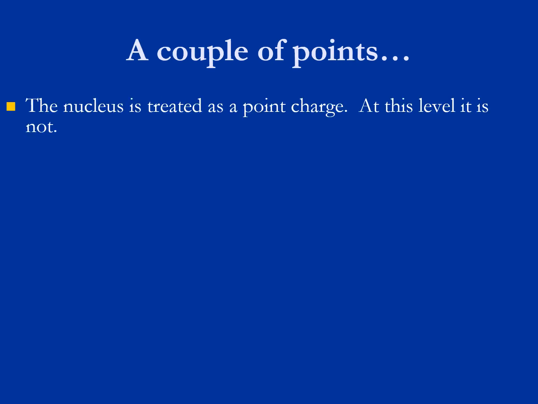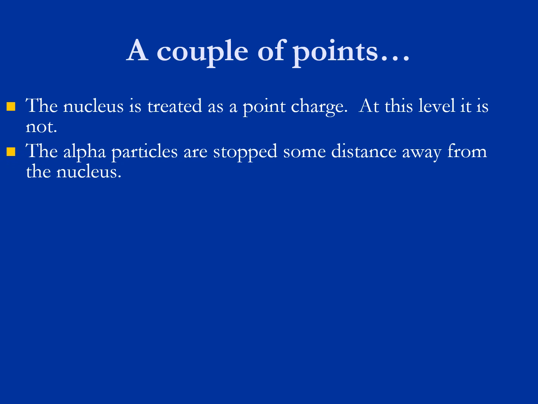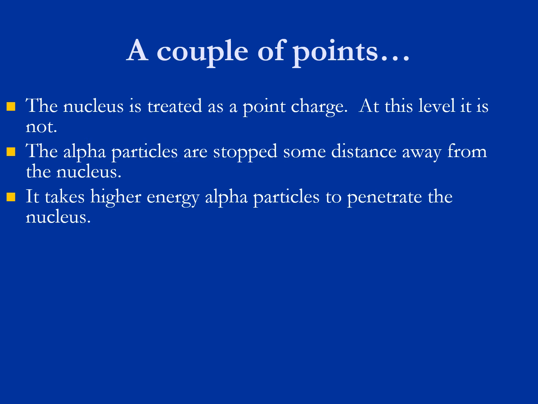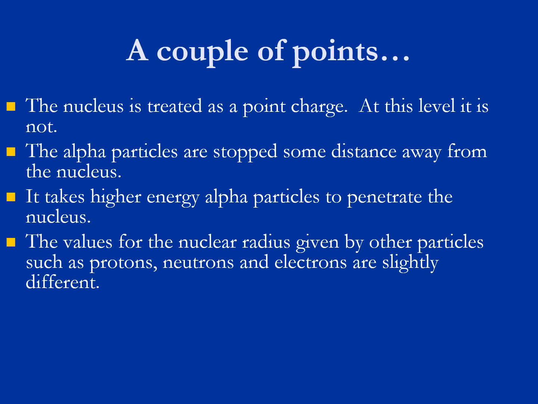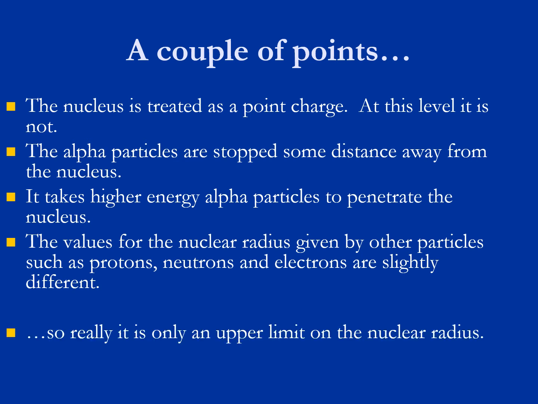We're treating this nucleus as a point charge, and it's not at this level. So when we're thinking about nuclear physics, it's not a point charge at this particular level, and the alpha particles are stopped some distance away from the nucleus, so they don't get right to it. They're stopped some distance away because of the repulsion, so we can't consider it a point charge, and we need higher energy alpha particles to penetrate the nucleus as well. So values for the nuclear radius given by other particles such as protons, neutrons, and electrons are slightly different. So that calculation was an upper limit.